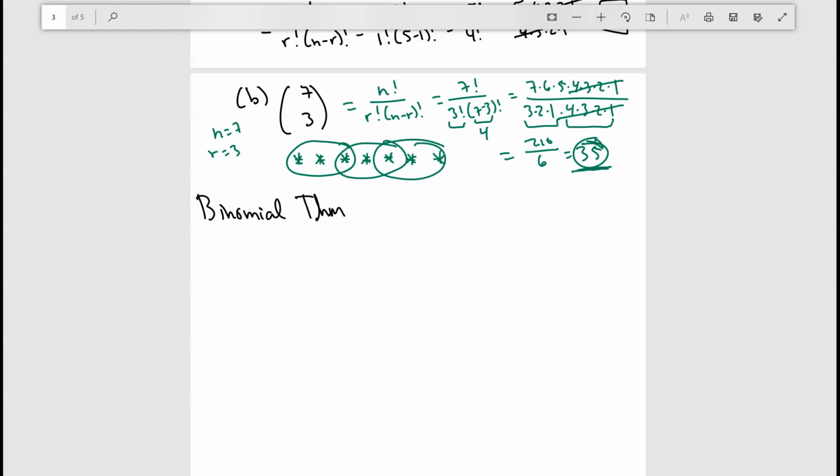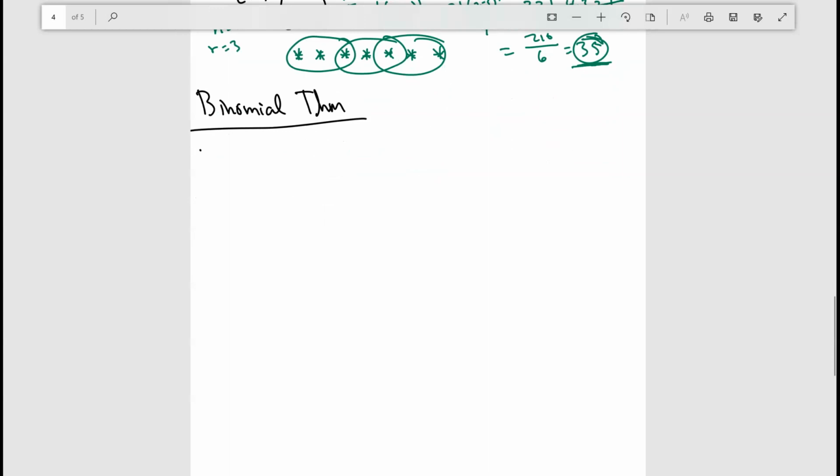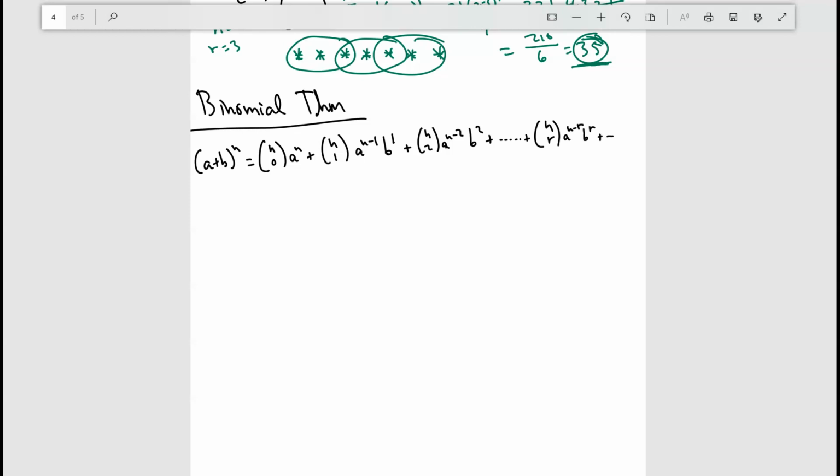So the binomial theorem says that if I want to expand a plus b to the power of n, then I can use the following formula. n choose 0, a to the power of n, plus n choose 1, a to the n minus 1, b to the 1, plus n choose 2, a to the n minus 2, b squared, plus all the way into n choose r, a to the n minus r, b to the r, plus all the way to the last term, n choose n, b to the n.